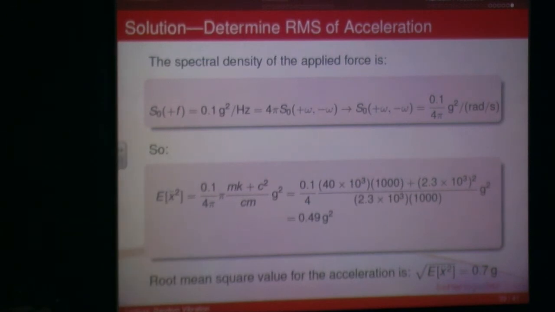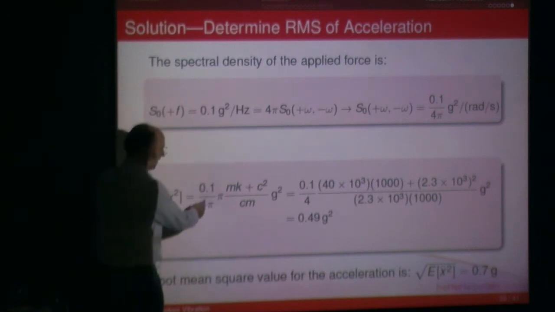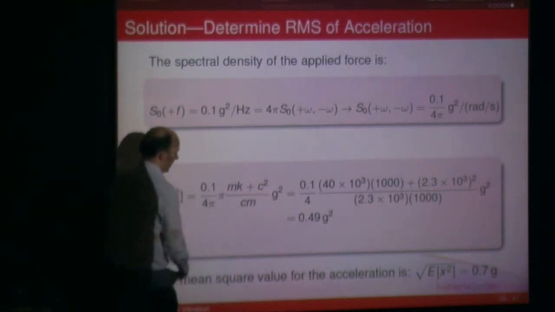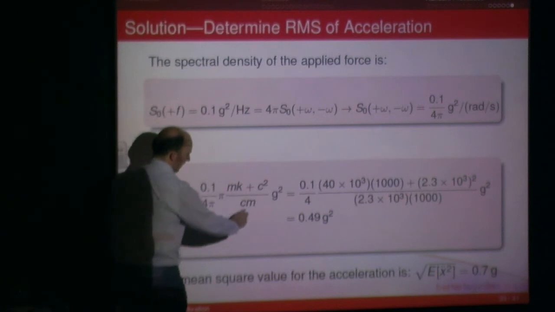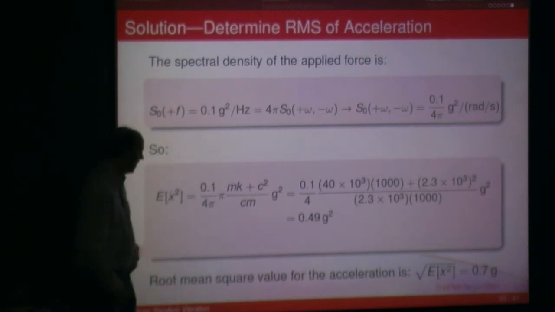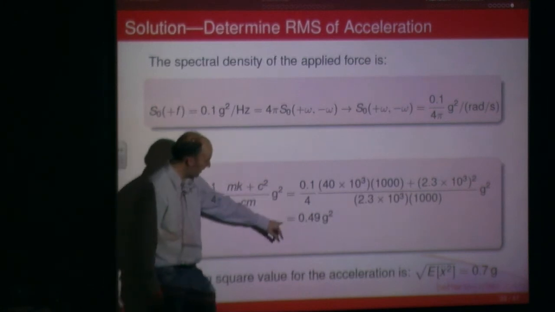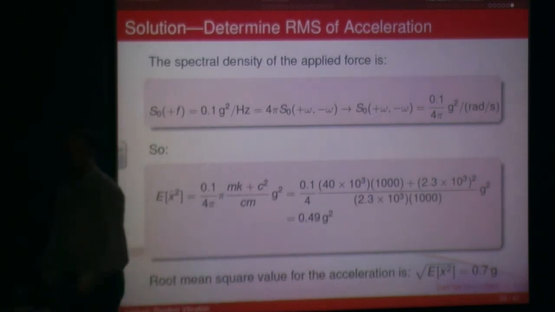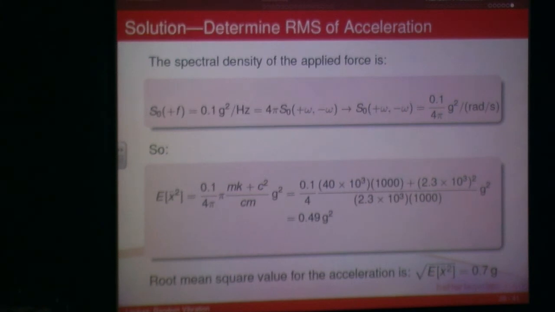So I take that term, my 0.1 divided by 4 pi, and stick it in here. There's my g squared, I don't lose that. Then I've got the integral of that frequency response function. I now have an equation for the mean square, so I can plug in the values and I get 0.49 g squared. Taking the square root of 0.49 gives me my RMS value, which is 0.7 g. So the root mean square, the measure of the magnitude of the varying quantity, is 0.7 g.